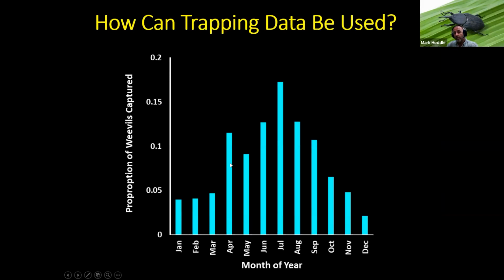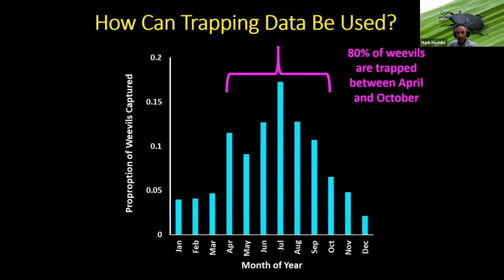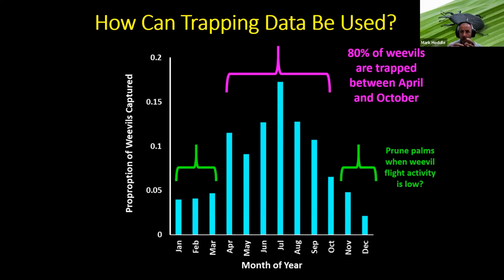So how can we use these trapping data? I've summarized them here. See, the weevil numbers take off in April, they peak in July, and then there's a steady decline going down towards December. So 6.5 years of data we use to generate this very, very good data set here. Okay, 80% of the weevils are trapped between April and October. This is peak flying activity. So how can we use those data to our advantage?